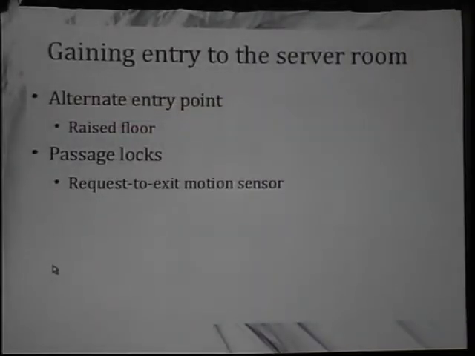Oh, actually, I'm getting ahead of myself here. So he got entry to the server room because there was a raised floor on both sides of the wall, and the wall didn't extend down far enough, and he was able to trigger the request to exit motion sensor with some heavy tools.